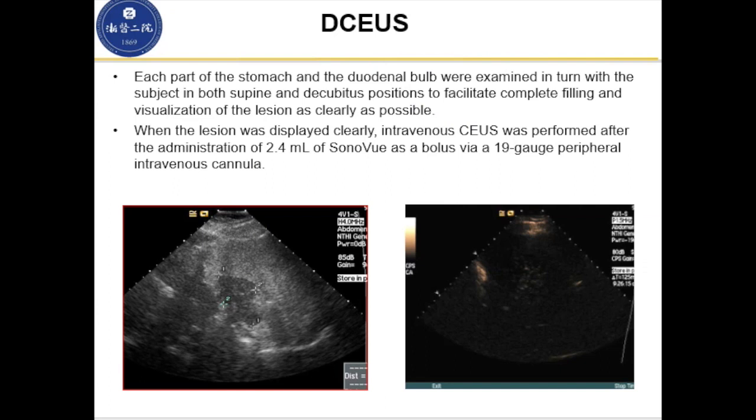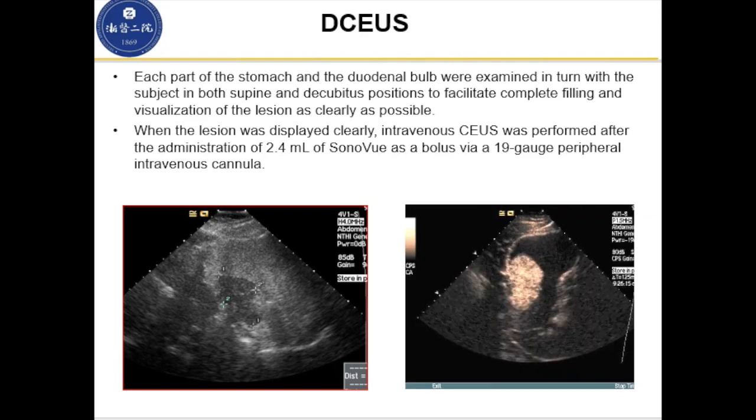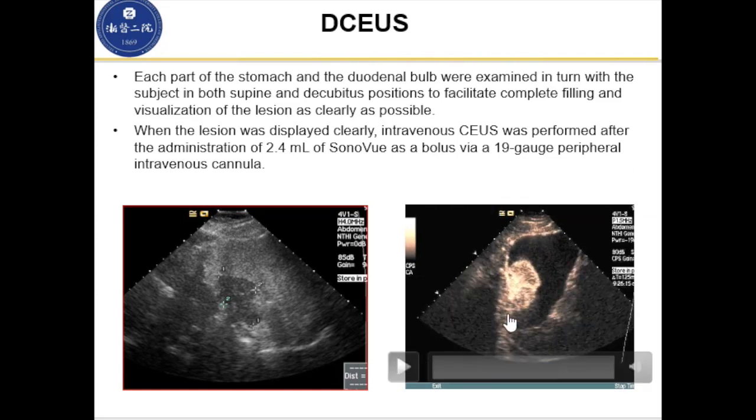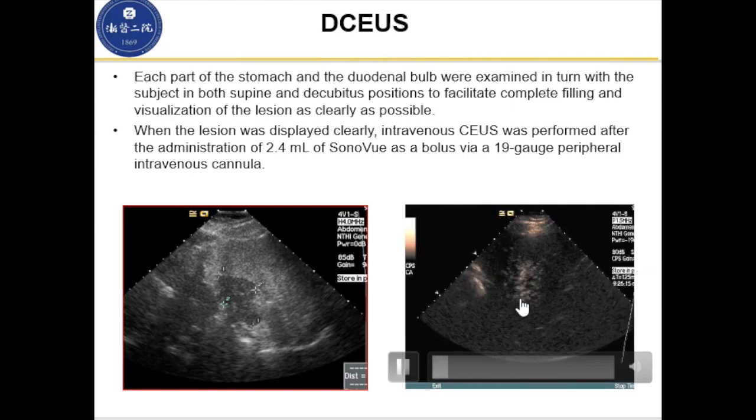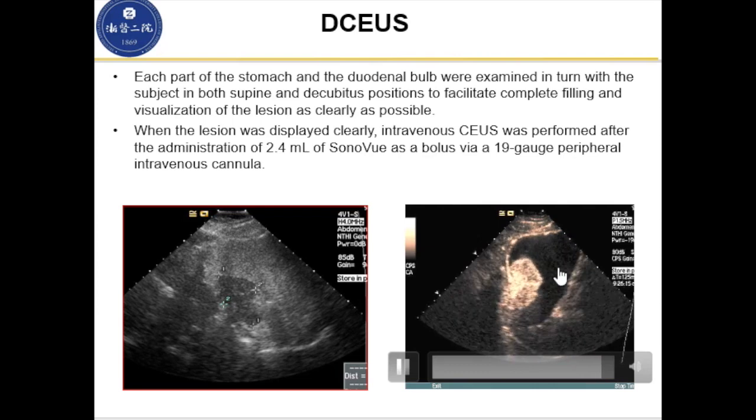When the lesion was displayed clearly here, intravenous contrast ultrasound was performed after the administration of 2.4 milliliters of SonoVue as a bolus injection. So we can find the lesion was enhanced with hyperenhancement in the early arterial phase, and this is a normal gastric wall, and this is the lumen of the stomach, which has no enhancement.